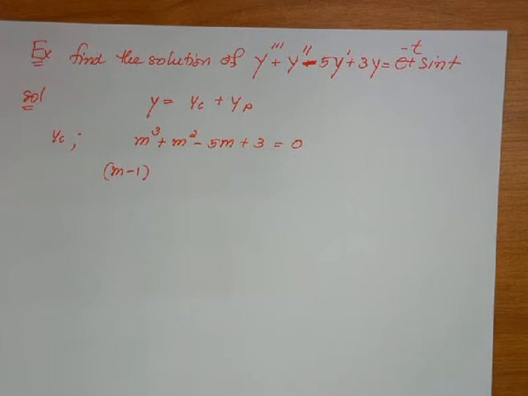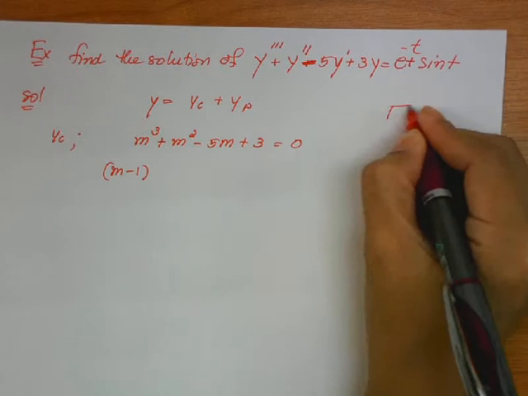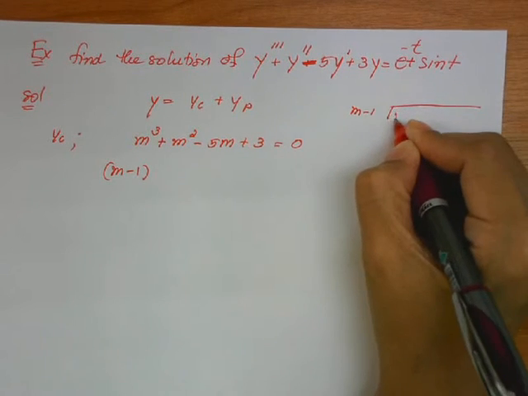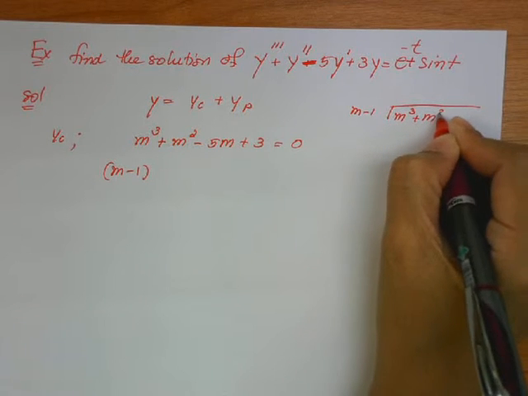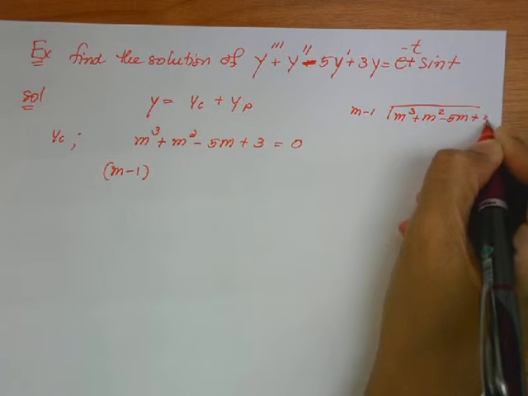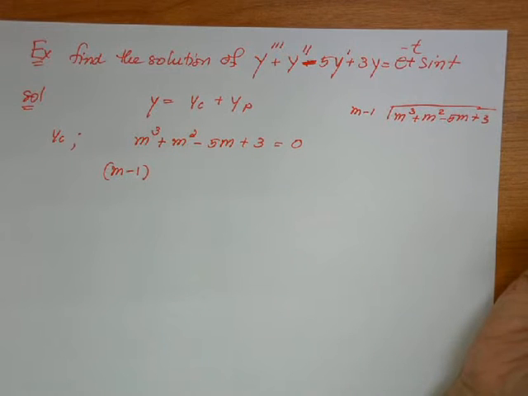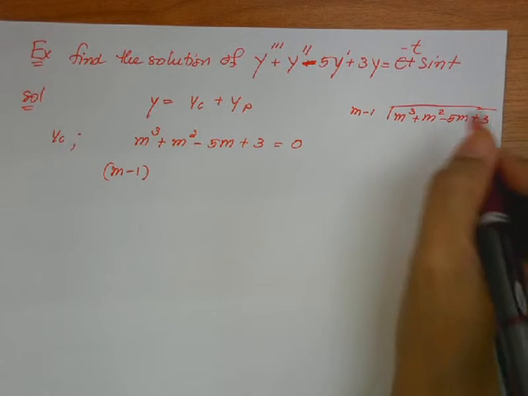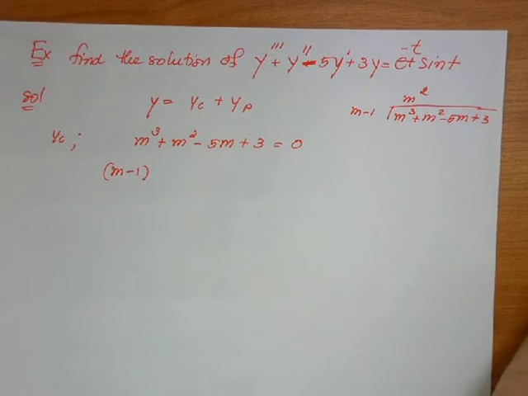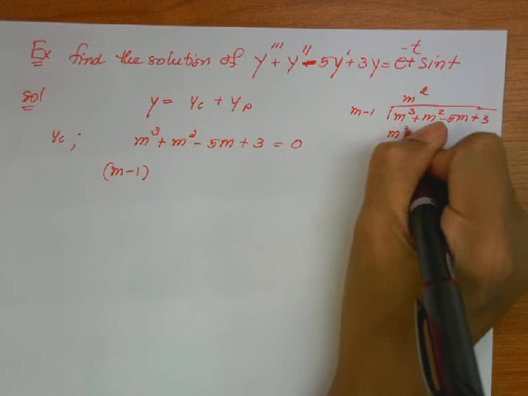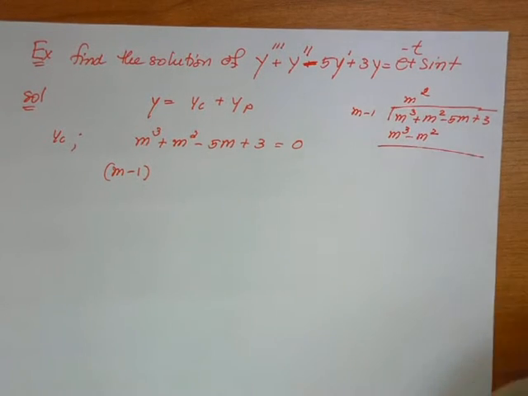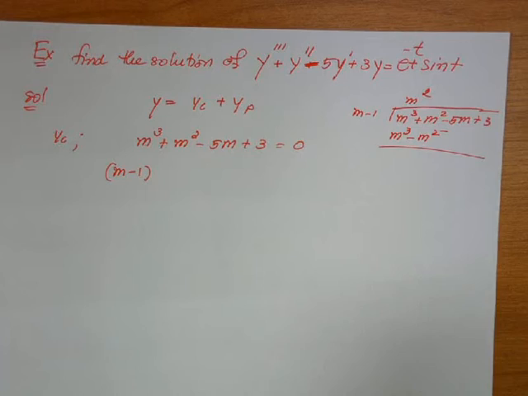How about the rest of the terms? How can we find the rest of the terms? Divide. Yeah. What do we get? What times m equals m to the power 3? M to the power 2. We get m to the power 3 minus m to the power 2. Now, what do you get?